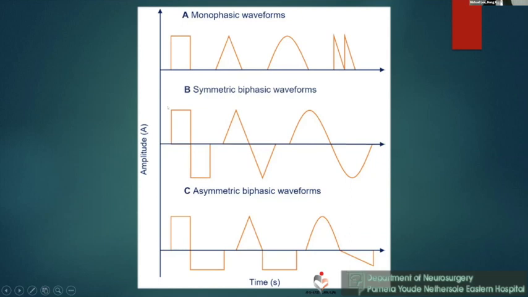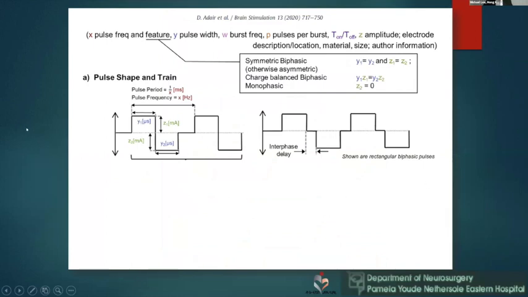For example, it can be a monophasic waveform, which is just positive, and you have many types of waveform: square wave, triangular, sinusoidal, or some unknown waveform. It can also be a biphasic waveform with a positive and a negative. Because this area is the same as this area, this is called a symmetric biphasic waveform. If the areas are different, then it's an asymmetric biphasic waveform. Defined in mathematics, if you use Y and C here, and Y1 equals Y2 and C1 equals C2, then this is called a symmetrical biphasic waveform.